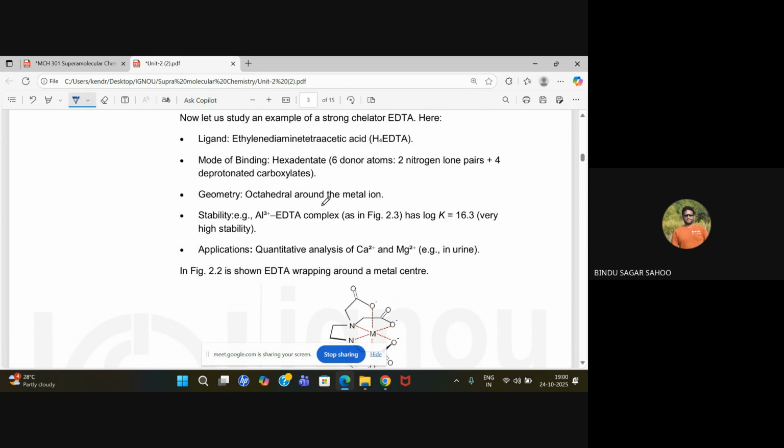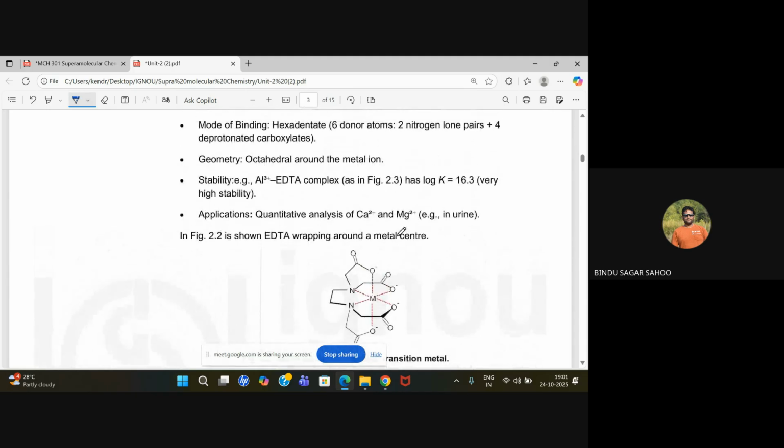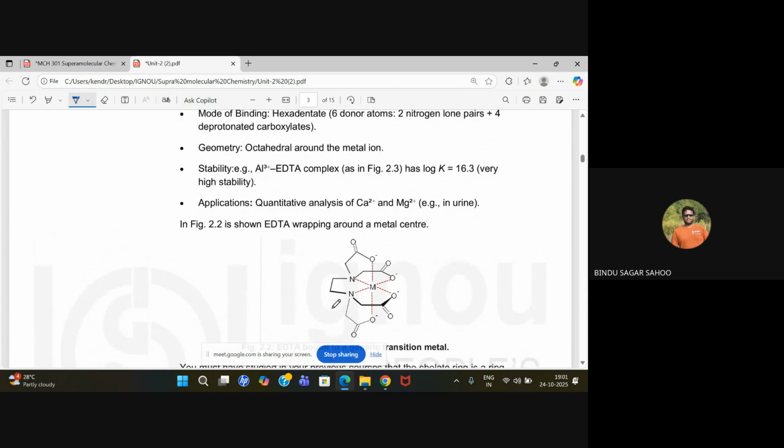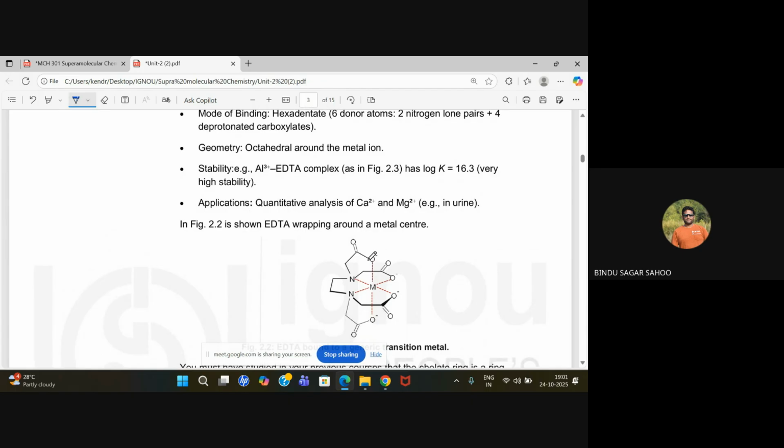With EDTA, particularly the hard metals like magnesium 2 plus and calcium 2 plus will form an octahedral complex like that. So in place of M, you can take calcium also and magnesium also. It can form the structure like that. This is called ethylene diamine tetraacetic acid. Or if you only use these O minus groups, you can call it the tetraacetate group.